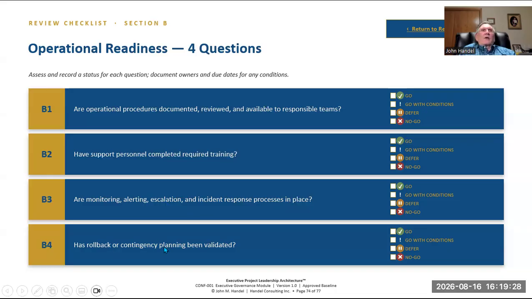Has rollback or contingency planning been validated? Again, you can do that pre-cutover, pre-live service. And all of that is part of PMI's concept of enhancing enterprise value. These types of things are all part of that integrated operational readiness plan. So those are the questions for operations.